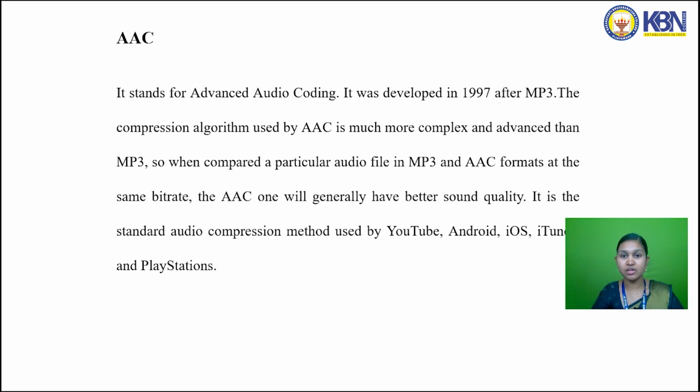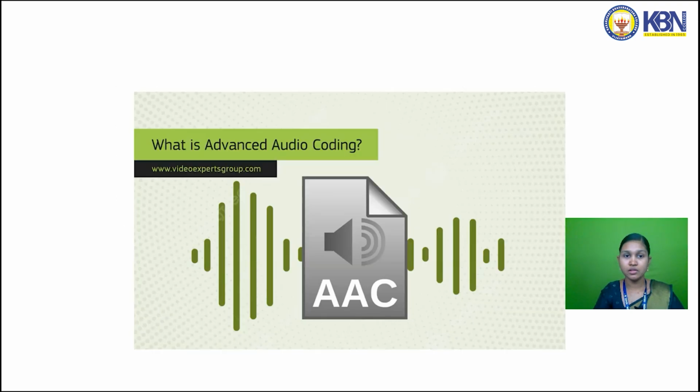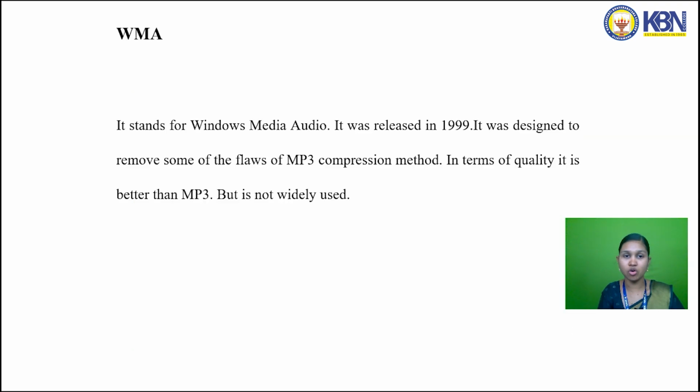These will be audio files in MP3 and AAC format. AAC has better sound quality compared to MP3. The best sound quality is represented by the AAC. These audio files are used by YouTube, Android, iOS, iTunes and PlayStations. Whenever these applications work, they are represented by the Advanced Audio Coding. And this is the logo for the Advanced Audio Coding. Whenever a human speaks, it is automatically recorded.